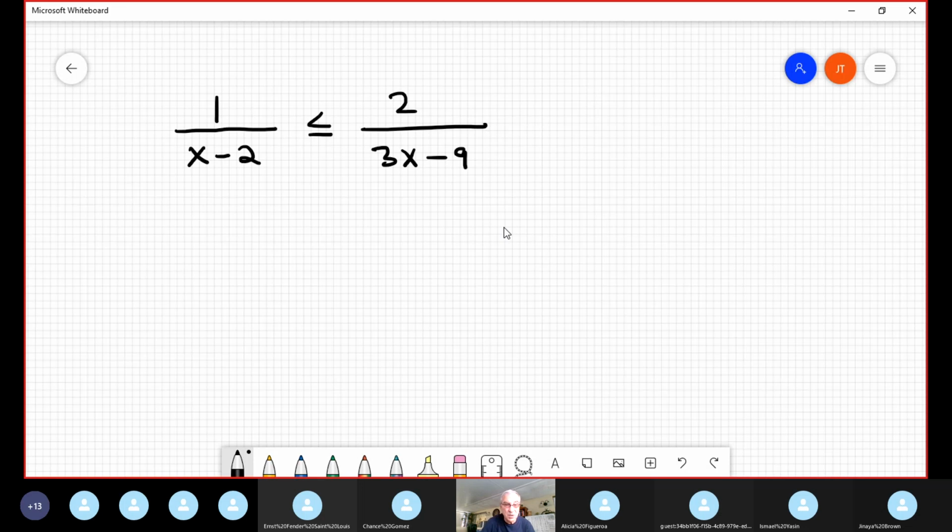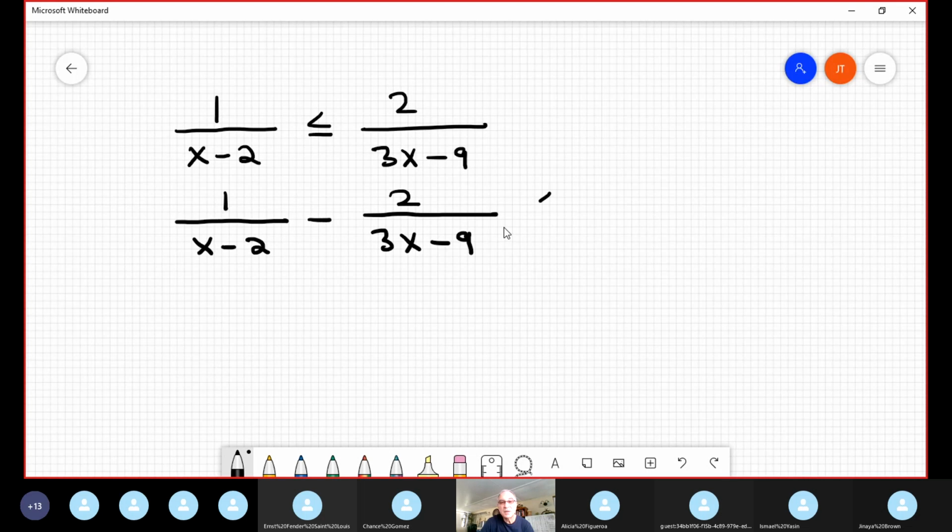Well, step number 1 is move everything to the left, because I need the right-hand side 0. This is super important. The right-hand side must be 0 to start any problem of this kind.